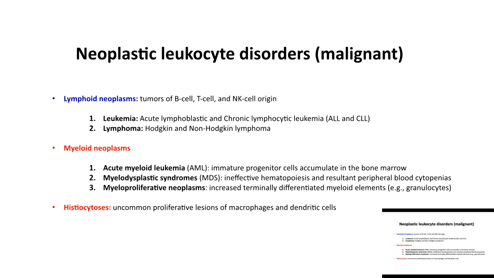However, in the case of lymphoid neoplasms, they could either arise from the bone marrow, in which case we would label them as leukemias, or they could arise from extramedullary sites, more commonly the lymph nodes, but they could also arise from other lymphoid organs like the spleen or mucosa-associated lymphoid tissue. Those proliferations, we would call lymphomas.